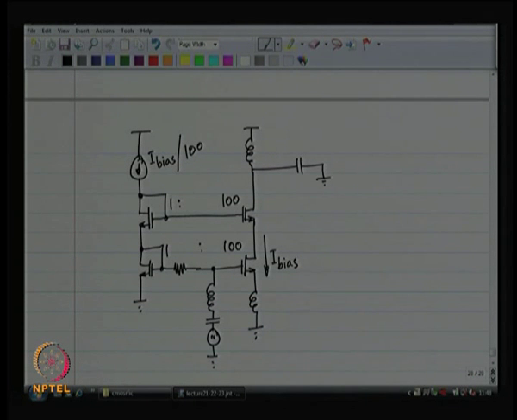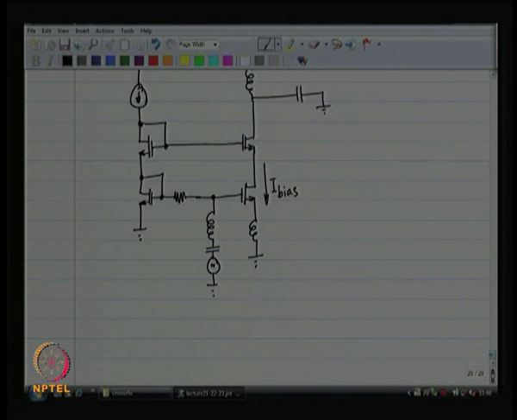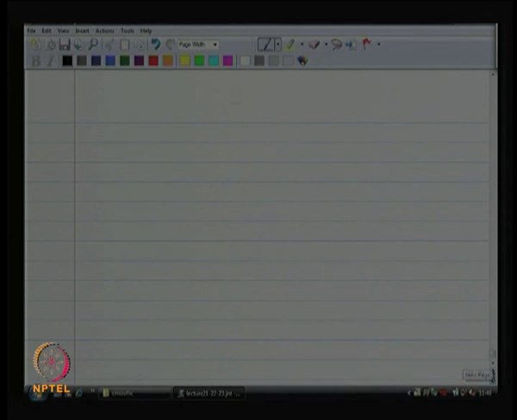Anyway, this is an aside. This biasing is just an aside, and this is not really the meat of our discussion. What I want to discuss today is the noise performance of this particular LNA, and as far as the noise is concerned, what I have got in my design is something like this.